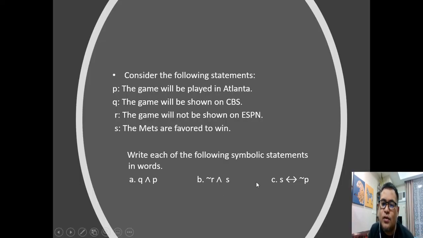Okay, so this will be your assignment. Before I finish the virtual lecture today, you're going to turn this in on your Google Classroom or in your LMS. Consider the following statements. The game will be played in Atlanta. The game will be shown on CBS. The game will not be shown on ESPN. The Mets are favored to win. Write each of the following symbolic statements in words. So this time, it's the opposite. The symbols were given, and you are going to write the statement.